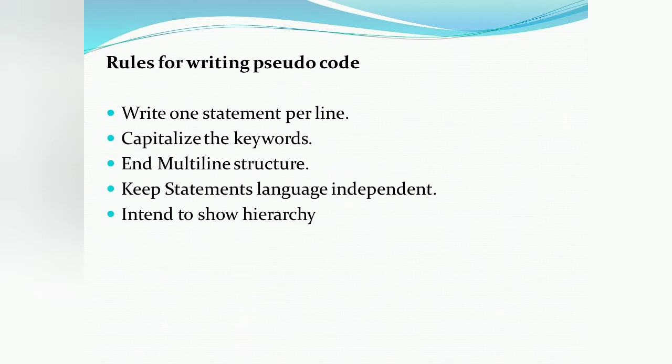Rules for writing pseudocode. While writing pseudocode, we have to keep these things in mind. The first point is write one statement per line. The second point, capitalize the keywords. All the keywords in the pseudocode should be in capital letter. Then the third point, end multi-line structure. We must end the multi-line structures such as if, while, switch. These are the multi-line structure. If we use these structures in the pseudocode, we must terminate it with end statement.